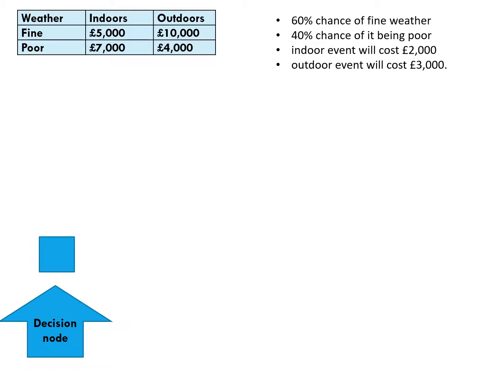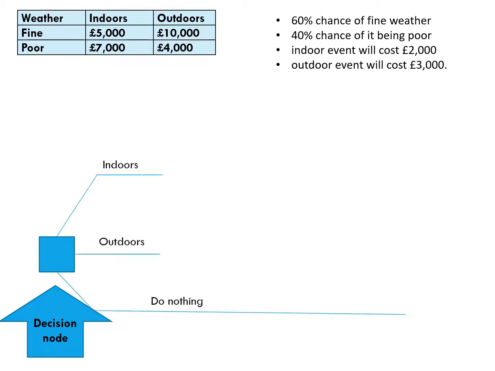So I just start my decision tree by drawing this square here, which we call a decision node. This square represents the point at which I need to make a decision. Off that, I then have my three options. So I can decide either to have my party indoors, my party outdoors, or often there's a third option, which is just to do nothing. These lines represent my choices, and they're connected here to a decision node where I indicate making a decision.